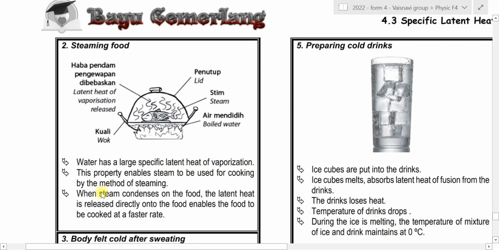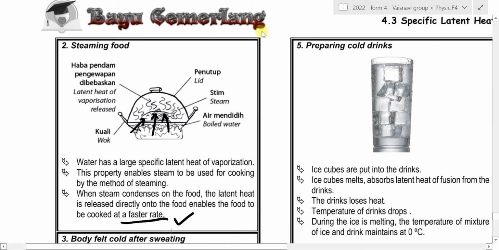ஸோ அங்கே நம்ம அப்ளை பண்ணலாம். When steam condenses on the food, the latent heat is released directly onto the food, enabling the food to be cooked at a faster rate. அப்படின்னா என்ன சொல்கிறாங்கன்னா, முதல்ல அது கொதிக்குதுல அந்த ஸ்டீம் வந்து நேராக சாப்பாடு மேலே பட்டோன்னே கண்டென்ஸ் ஆகும்ல, அந்த அத்தனை ஹீட்டுமே வந்து டைரெக்டாக சாப்பாடு மேலே பட்டுறதுனால it will cook at a faster rate சொல்கிறாங்க.